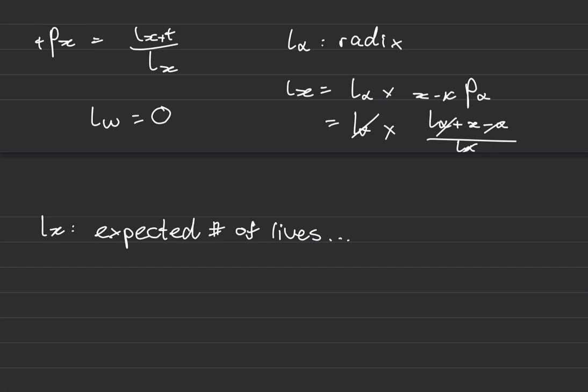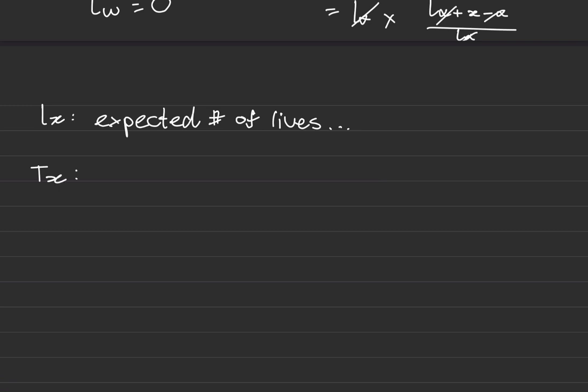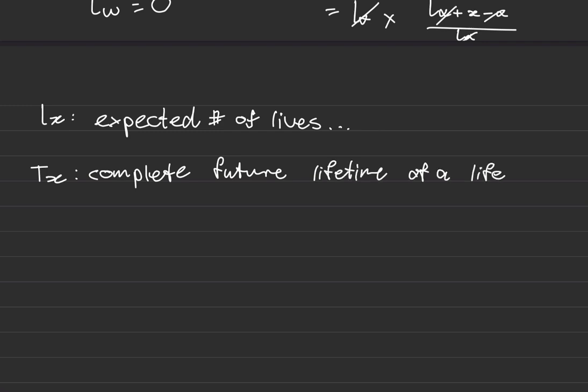Okay, now another thing that you'll have to know is Tx, which is the complete future lifetime of a life aged x. Let me write that. This basically means if someone is currently aged x, then they have Tx number of years left in them, and then they're going to die at time now plus Tx. Okay, that's basically what we're saying.